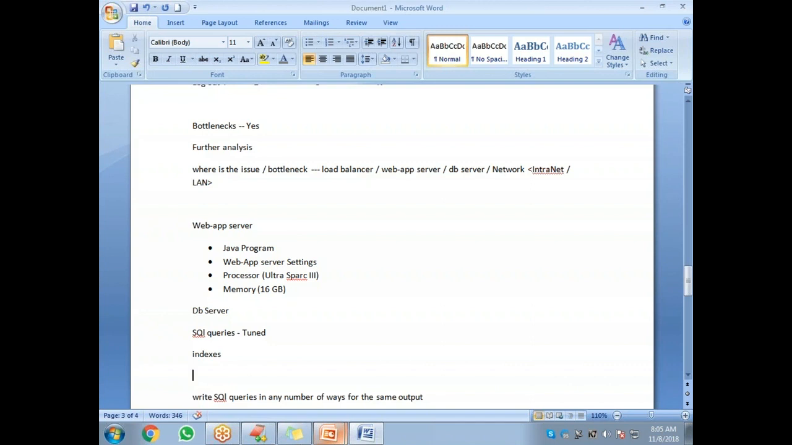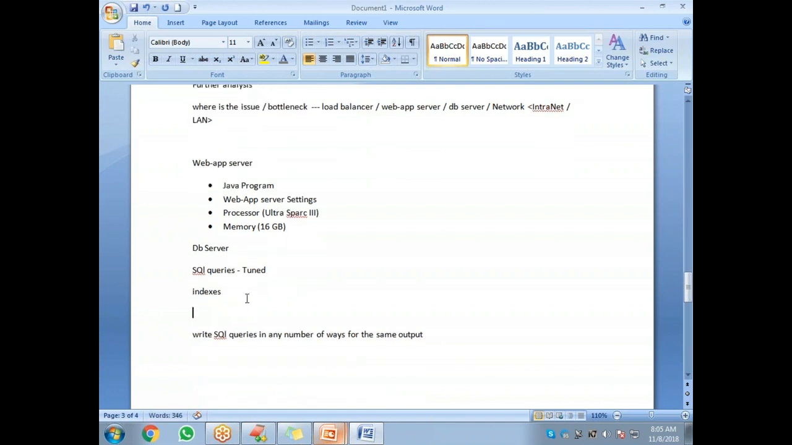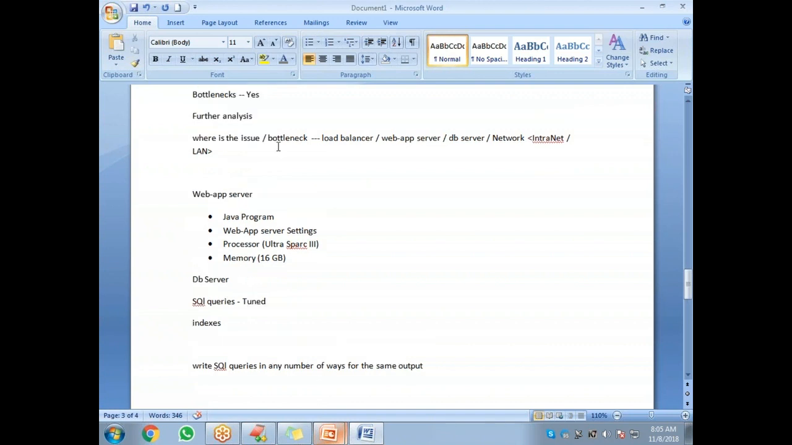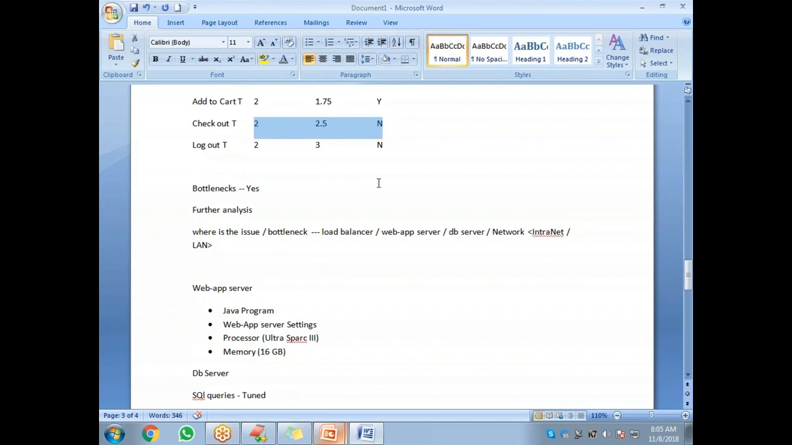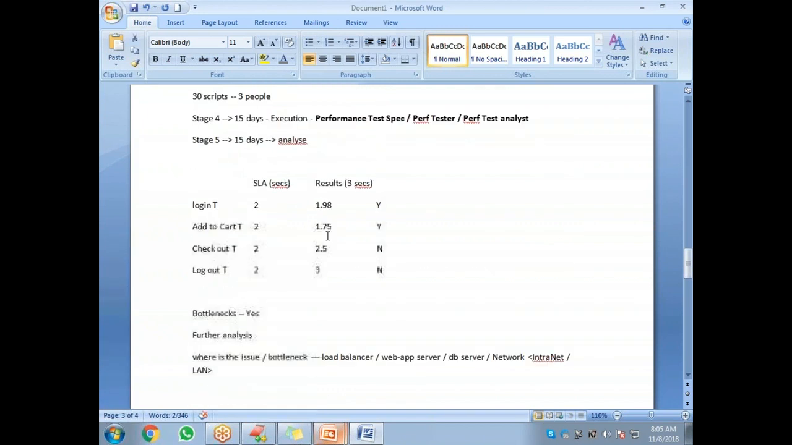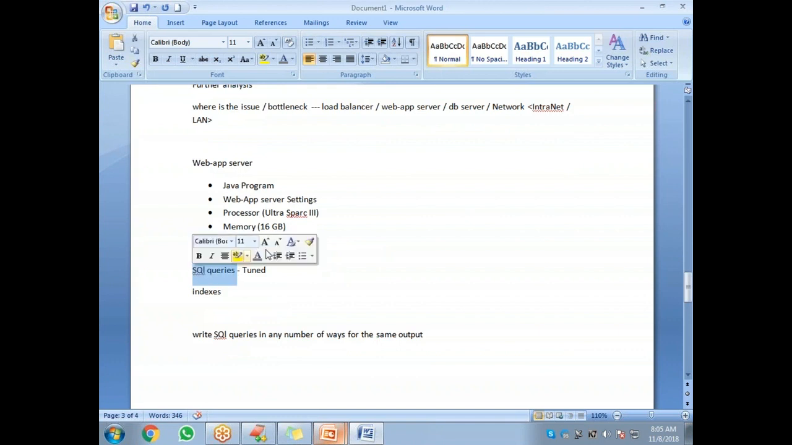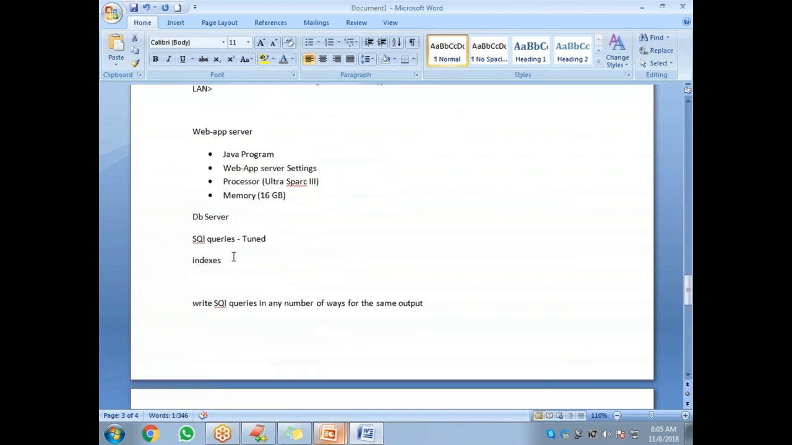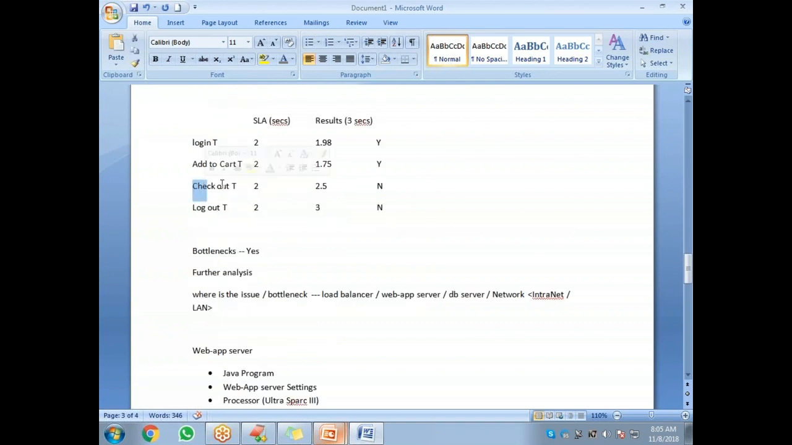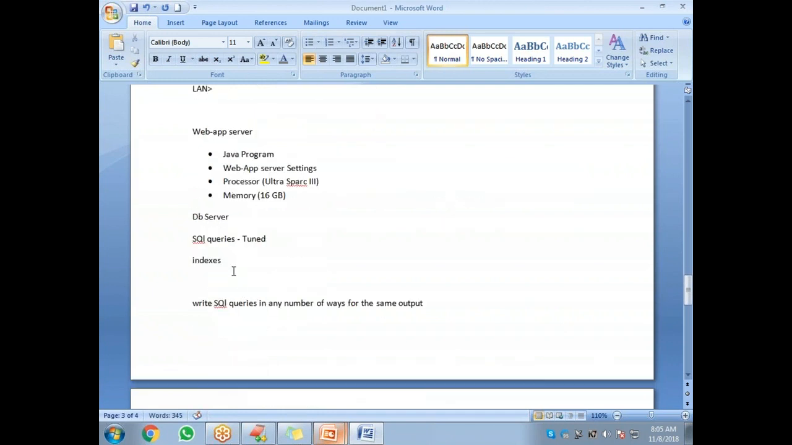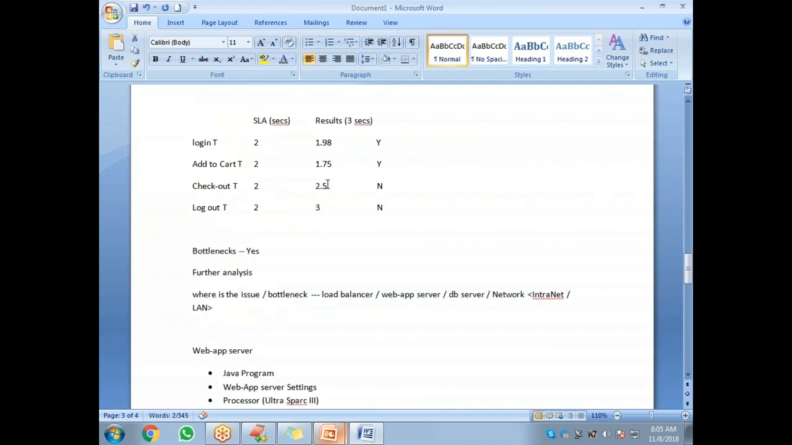There are certain more issues on the database side as well that they need to look into. Again, you can pinpoint and say this is the SQL query which is taking a lot of time. You see, add to cart is firing a particular SQL query which is taking a lot of time. That is the reason why the checkout transaction, not add to cart, is taking 2.5. If you fine tune the query related to this checkout transaction, then definitely the time taken by the query will decrease, and then the time taken by the overall transaction will decrease as well.